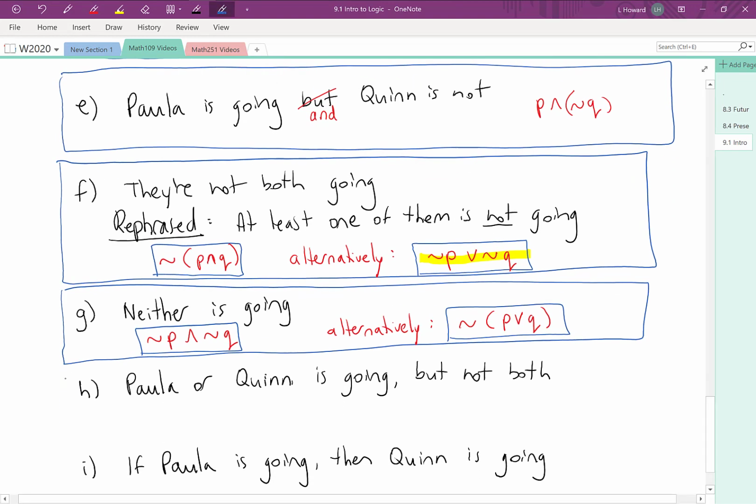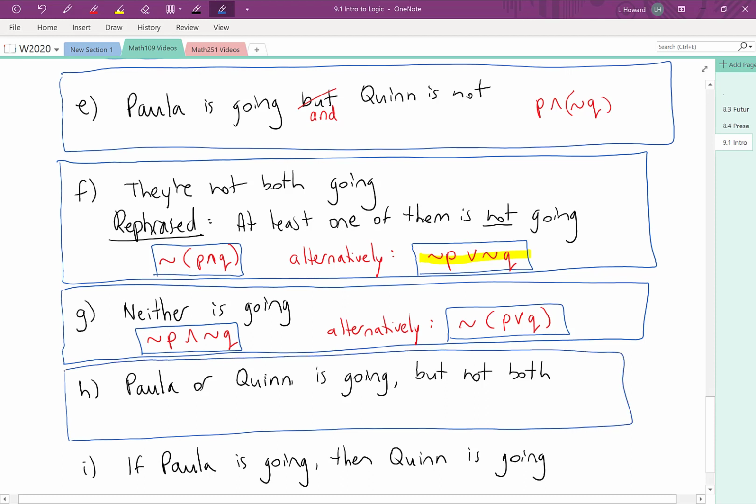Okay, part H. Paula or Quinn is going, but not both. Well, remember we talked earlier about the fact that but can be rephrased as an and. So there's going to be an and in here. And we've already talked about the idea that they're not both going. So not both would be not (P and Q). So that's our not both. We did that in part F. So you can look back at part F to think about that second part there.